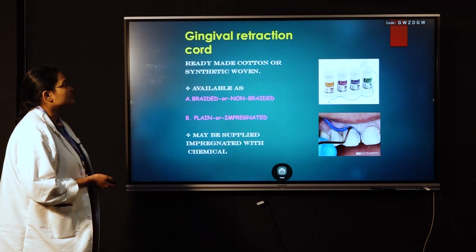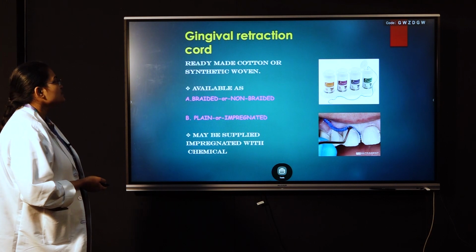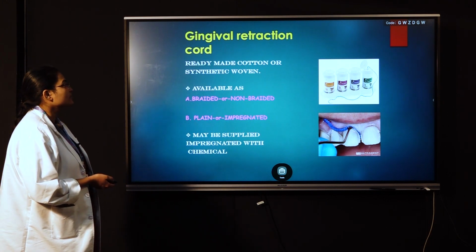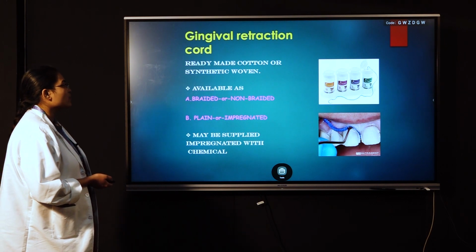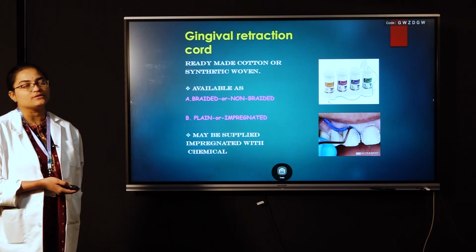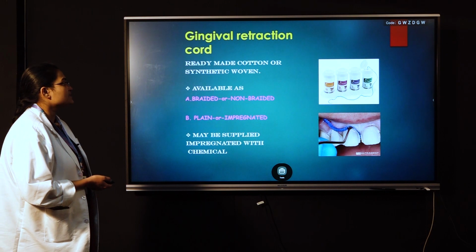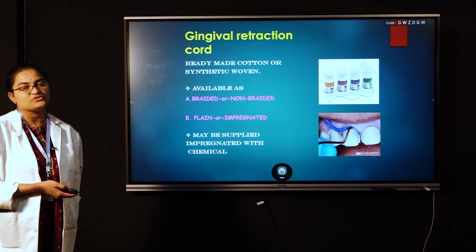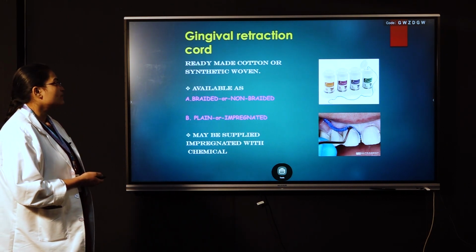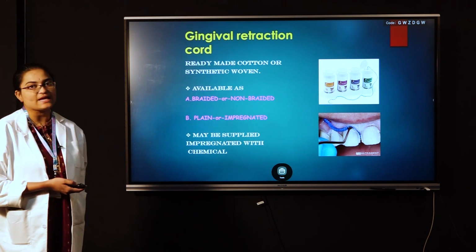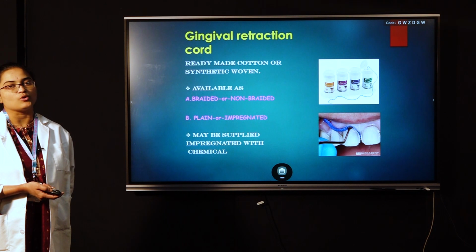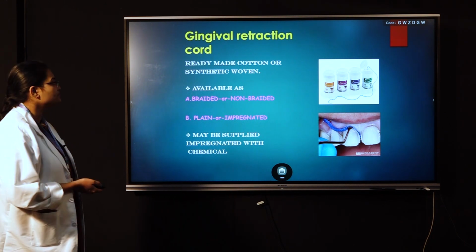These are the gingival retraction cords. These gingival retraction cords are made up of cotton or synthetic woven material. There are many types of cords like braided, non-braided, plain or impregnated. Braided and non-braided is based on the thickness of the gingival retraction cord, and plain and impregnated means they might be impregnated with a chemical like adrenaline for better moisture control.